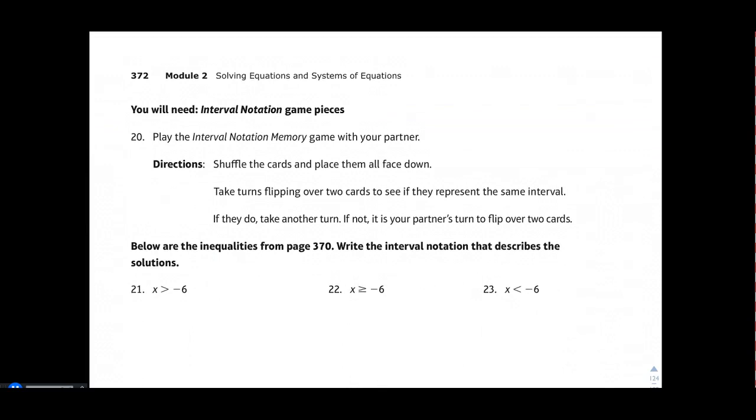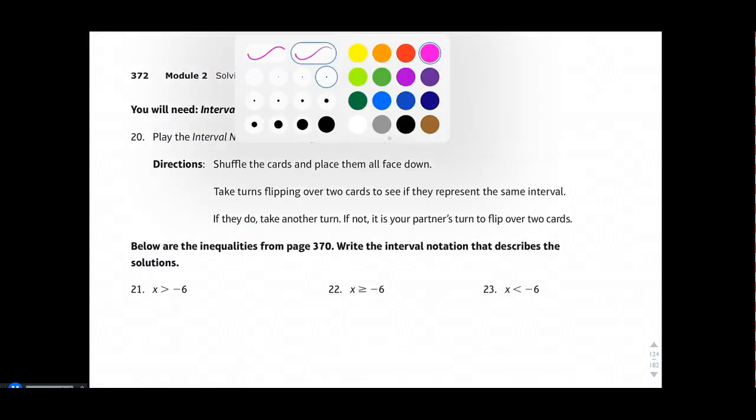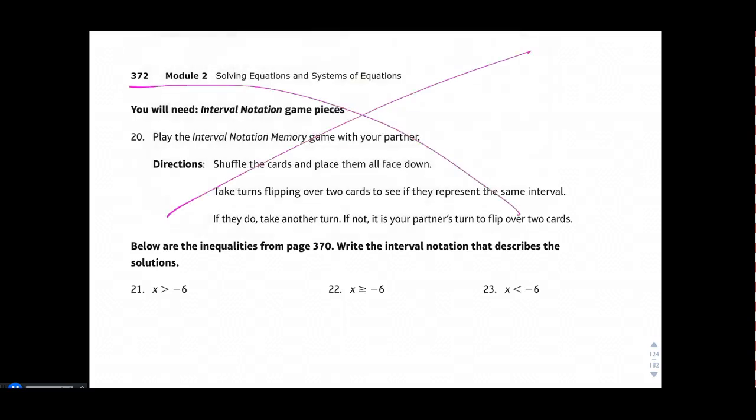On the next page, it says that we're going to play a game. We're not going to play this today. Aww. Okay. It's a game of memory. We're not going to play this today.